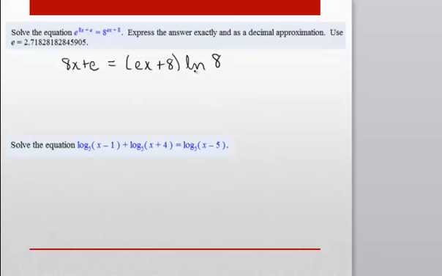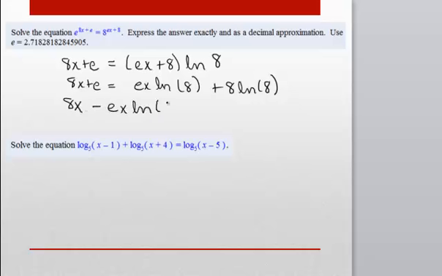Okay, so now what we need to do is get all of our x's on the same side. So we're going to have 8x plus e, ex natural log of 8 plus 8 natural log of 8. Move this term over here and move the e to the right. So we'll have 8x minus ex natural log of 8 equals 8 natural log of 8 minus e.